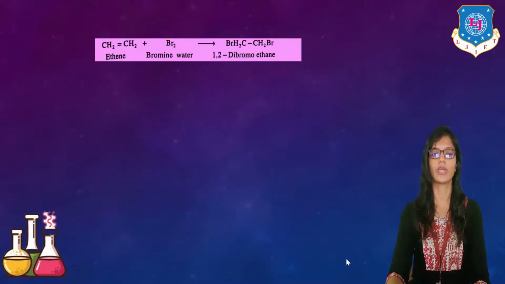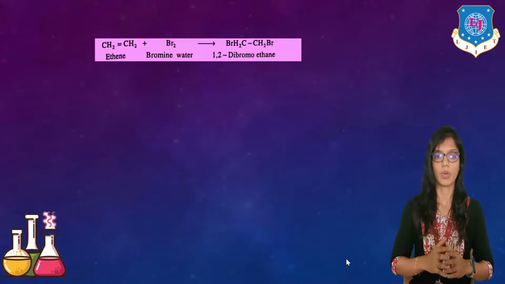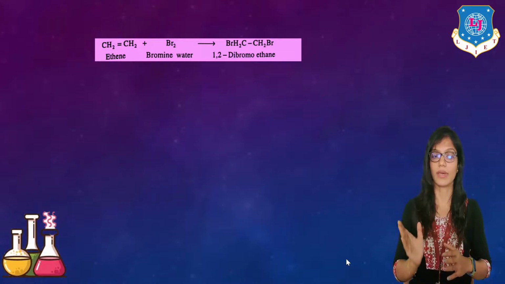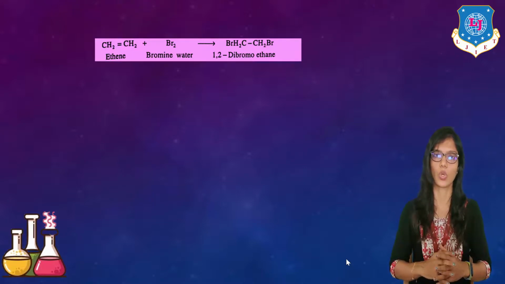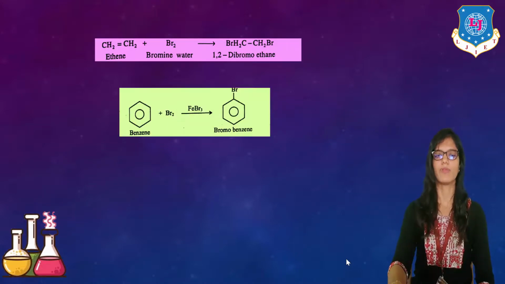First one, we took ethene. We have reacted it with Br2 water. The bond will break down and the valencies of carbon will be free. At that time Br will be added. So this follows an addition reaction, and we get our product, which is known as 1,2-dibromoethane.